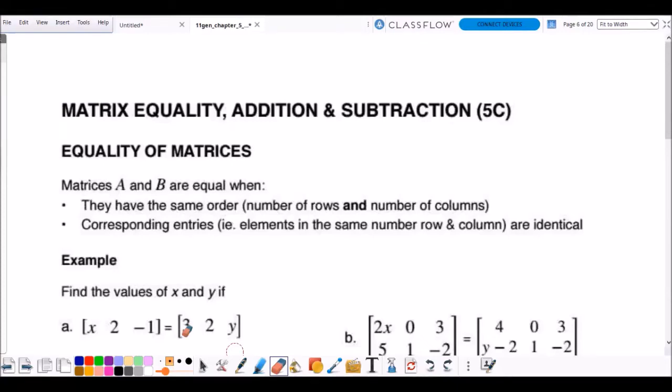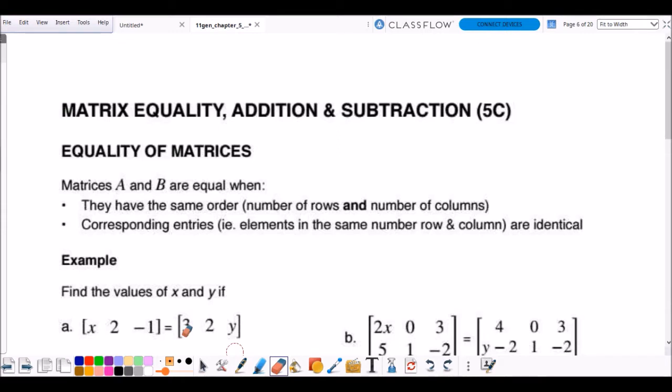5C. So we're going to be learning now matrix equality, addition and subtraction. So basically just adding and subtracting your matrices. Matrix A and B are equal. This is something you have to think about when it comes to adding and subtracting matrices. Some of the things have to be equal or the same.